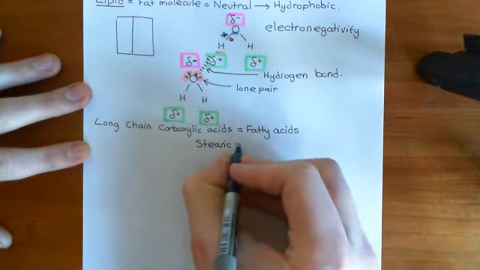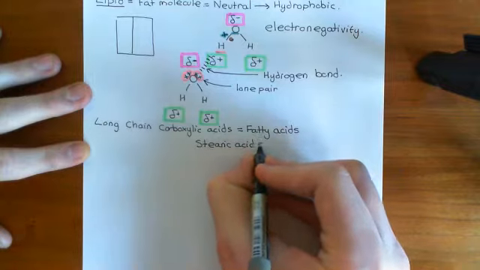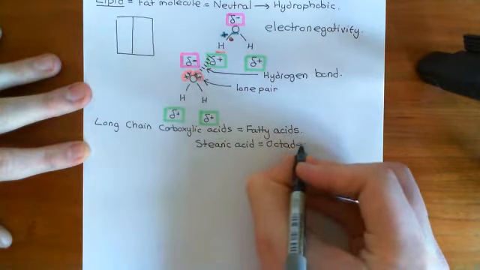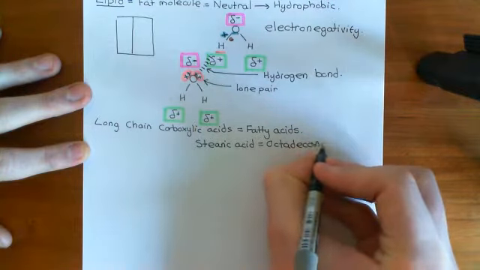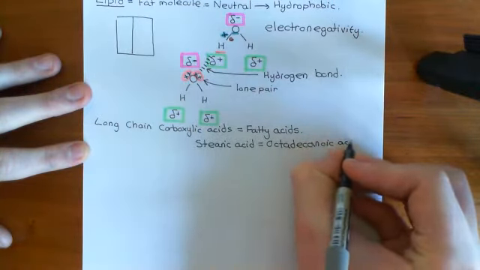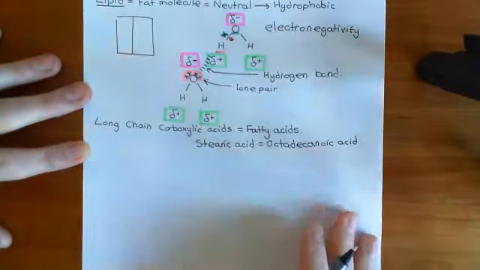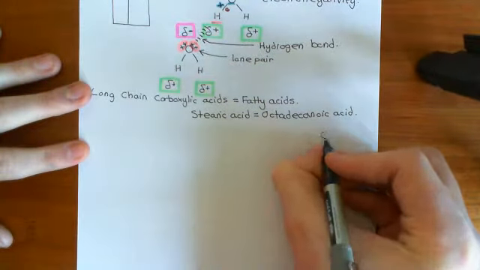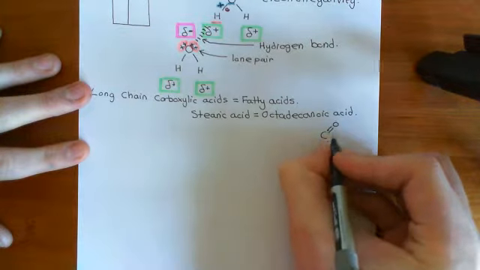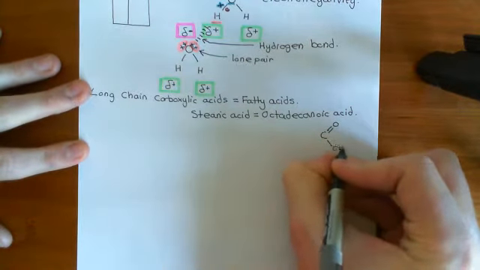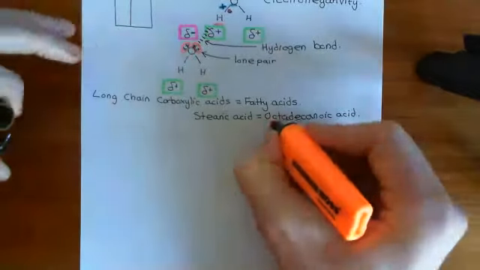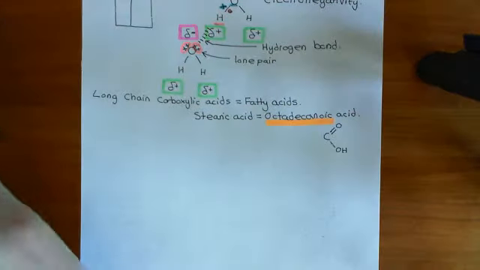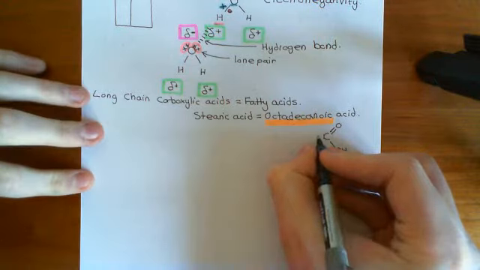So the archetypal example is then stearic acid. And stearic acid is the old name for a molecule that would now be called octadecanoic acid. Okay, and although octadecanoic acid is more of a mouthful than stearic acid, it's a more useful name because it tells us exactly what we're dealing with here. It tells us that we're dealing with an 18-carbon, fully saturated carboxylic acid. That's what octadecanoic means. 18-carbon, fully saturated carboxylic acid.